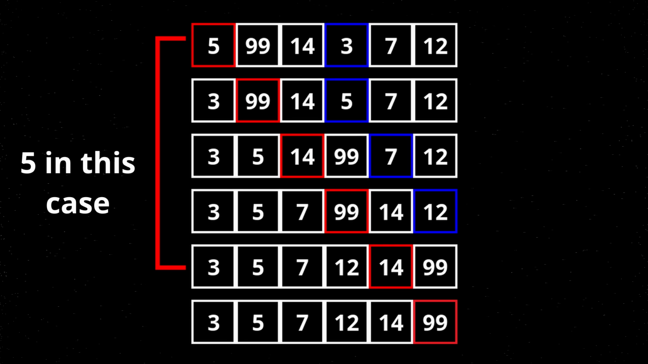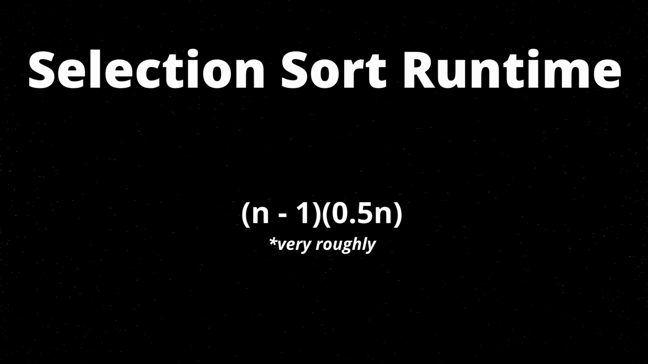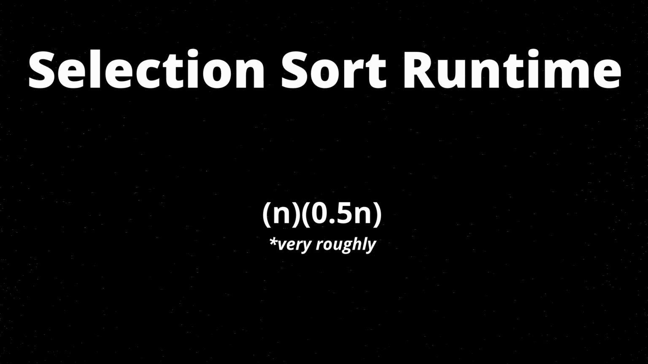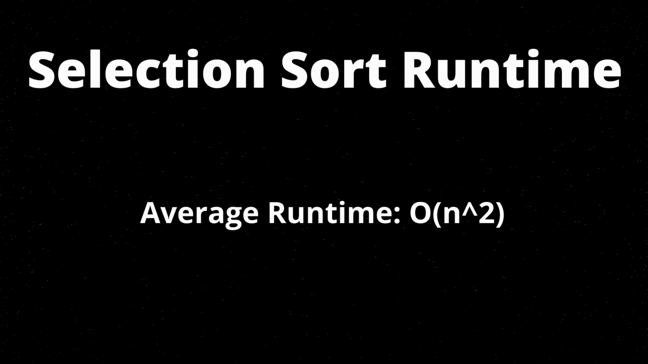If the array length is n, this gives us our initial formula for big O as (n minus 1) times 0.5 times n. As always, we drop the 1 since it's a lower term, and we drop the 0.5 since it's a coefficient. This gives us n times n, which results in a big O of n squared. This means that as we add more data to our array, the sorting gets exponentially slower. You'll see this in a bit when I demonstrate the code.